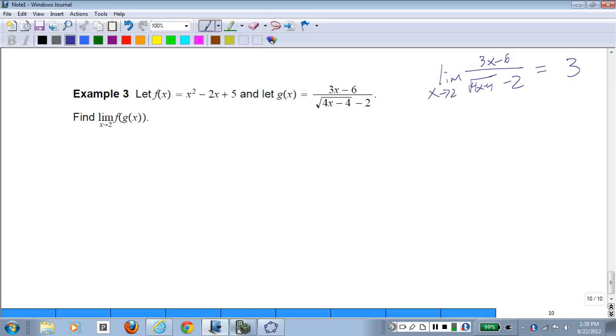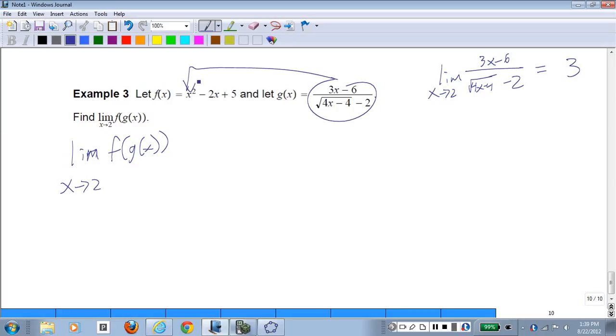But if we were going to try to find the limit of f of g of x as x approaches 2, one approach might be to try to simplify the expression f of g of x. And that would be kind of a pain. We'd have to take this expression and put it in there, and then simplify all that. And even when we do simplify all that, I don't think it would be at all obvious what the value of that limit ought to be.